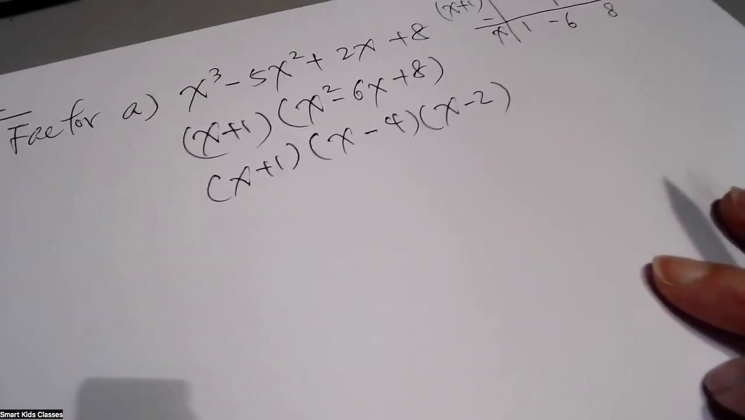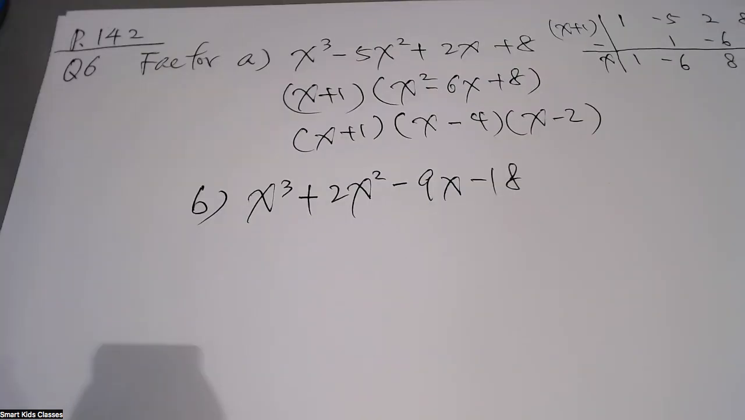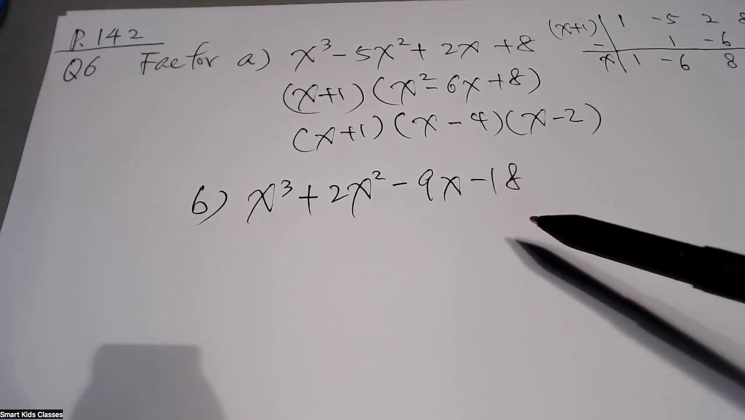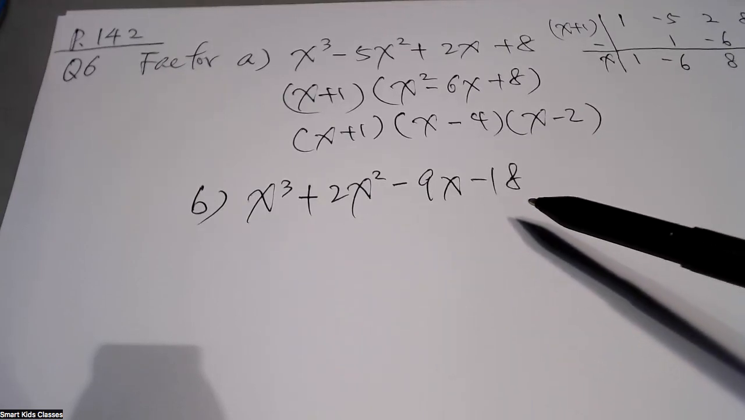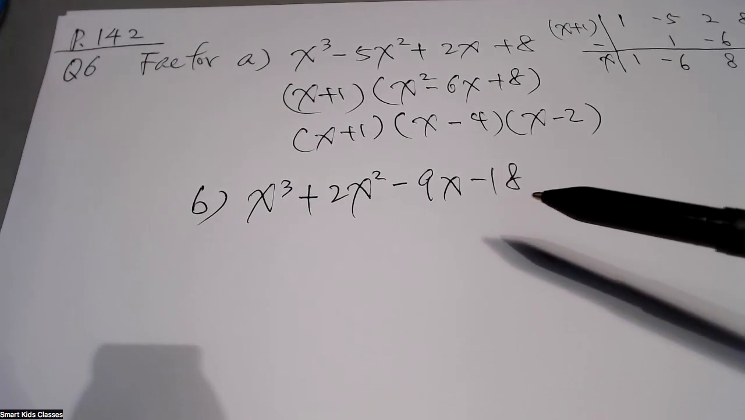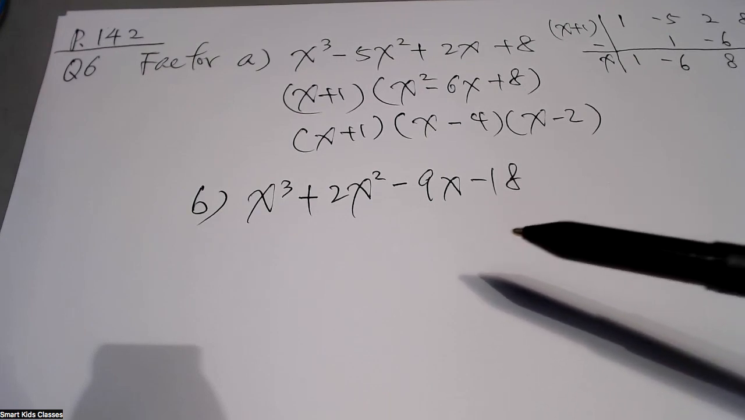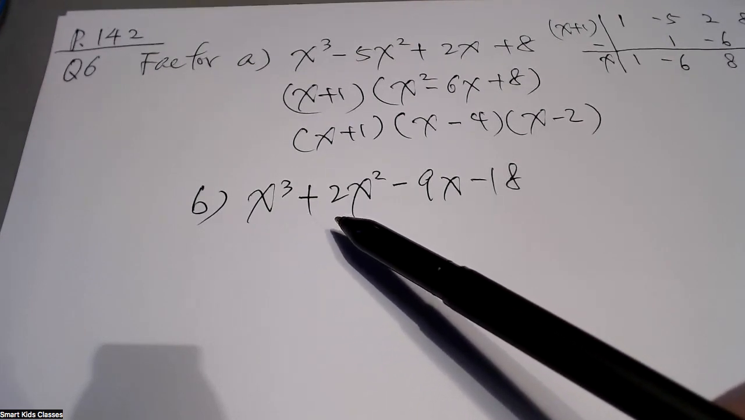So now we are going to do question 6b. For question B, x exponent 3 plus 2x exponent 2 minus 9x minus 18. For the A, the factor was only 1. And then for B, we have positive, negative 1, and 2, and 3, and 6, and 9, and 18. So let's try a smaller number. I know positive 1 and negative 1 do not work.